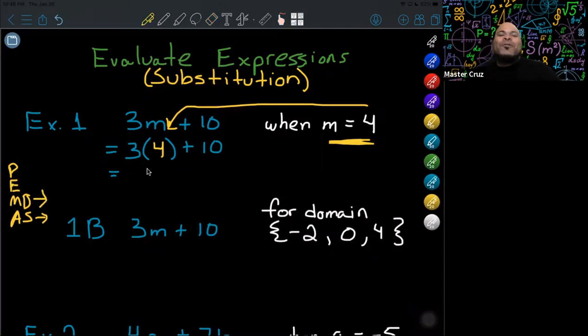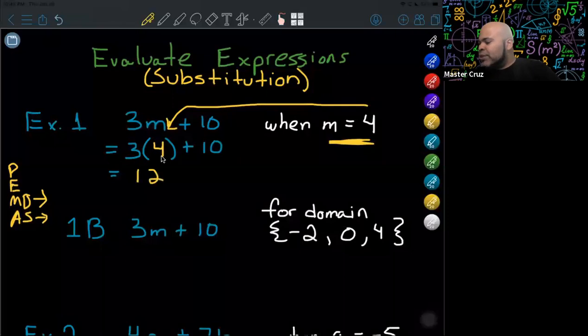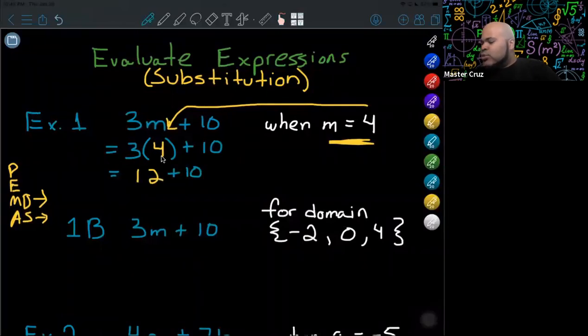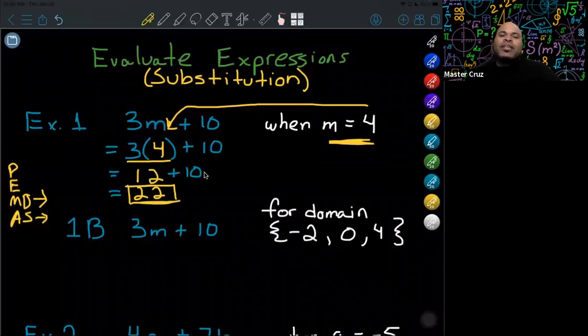Okay, so let's just multiply. The first thing that we have is multiplication over here. 3 times 4 means 12. You bring down the 12 plus 10, and then 12 plus 10 is 22. So that is the answer. Remember, 3 times 4 gives you the 12, then bring down the 10, and then you add them and you get 22. That is PEMDAS.